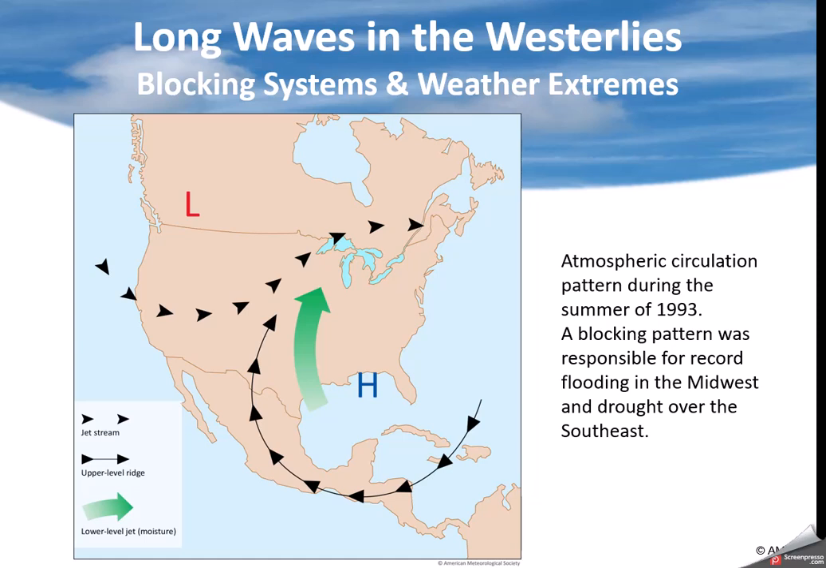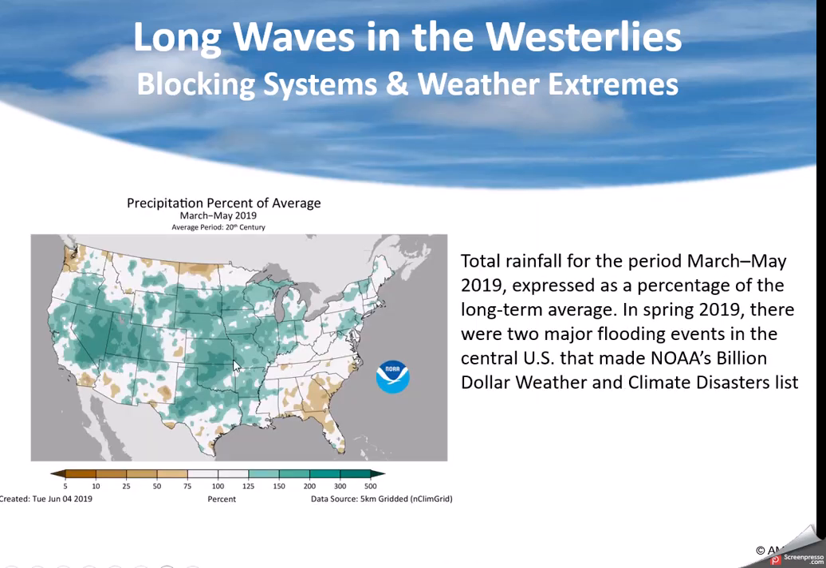Here you can see blocking patterns set up over the Midwest in 1993. It produced a tremendous amount of rainfall in the spring and early summer. So much so, there was some record flooding on the Mississippi River. And because of it, you have big high pressure here over the southeast United States. Well, what happened? They didn't get much rain at all. And here you can see how much fell. Way, way, way above normal. Over 300% more than normal.